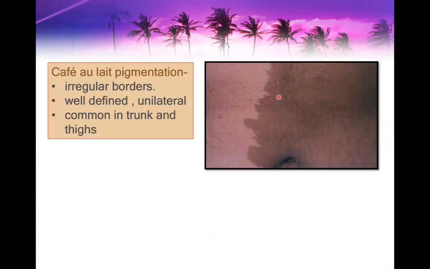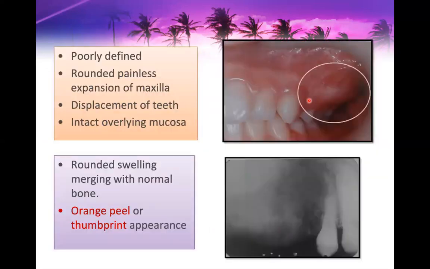These are café-au-lait pigmentations, well-defined pigmentations with irregular borders, unilateral over the trunk. They can also occur over the thighs. Clinically, you can see it is poorly defined, rounded, where there will be expansion of the maxilla. Sometimes it can even cause displacement of the teeth, but the overlying mucosa will be intact. In the X-ray, you can see an orange peel or thumbprint appearance, peau d'orange appearance, and the boundary of the lesion merges well with the normal bone.